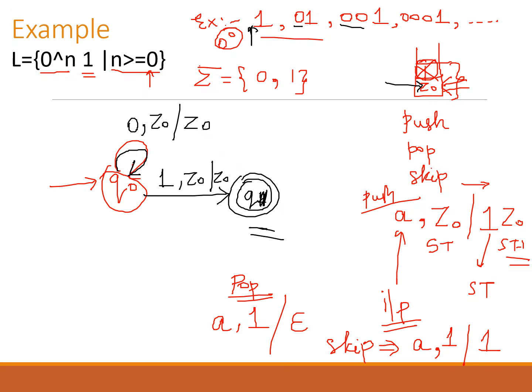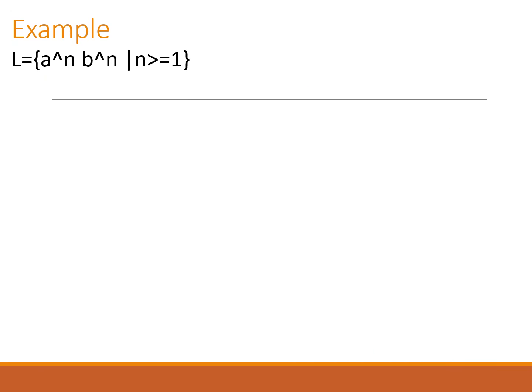So this is a final state acceptance type of design. Okay, but if you see, we did not do any of these operations of push or pop. We have just done skip operation here because that was sufficient for this given problem. Now let us have a look at more problems wherein we will be using the other type of operations.